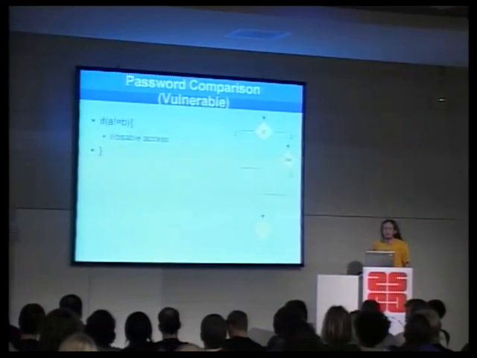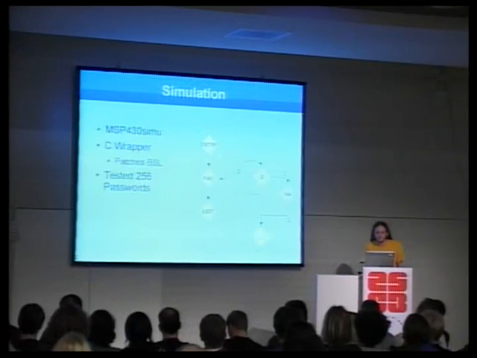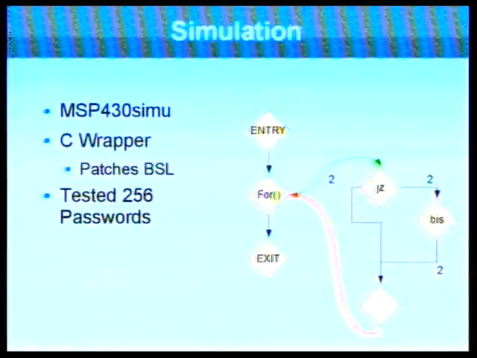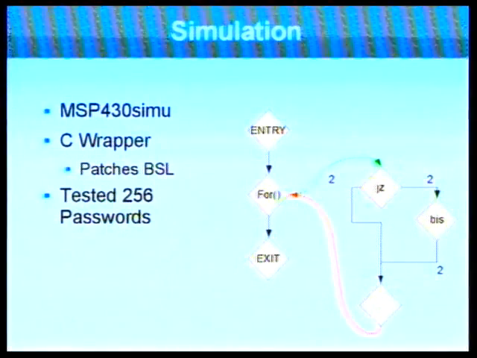And this code is run once for each byte of the password. So the password is 32 bytes, 256 bits. This code executes 32 times. So I loaded this into a simulator. I wrote a simple firmware image, which has a simple password.